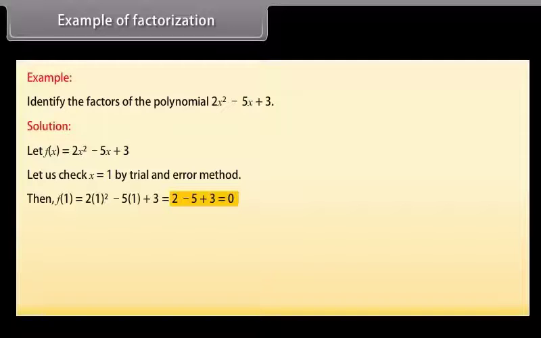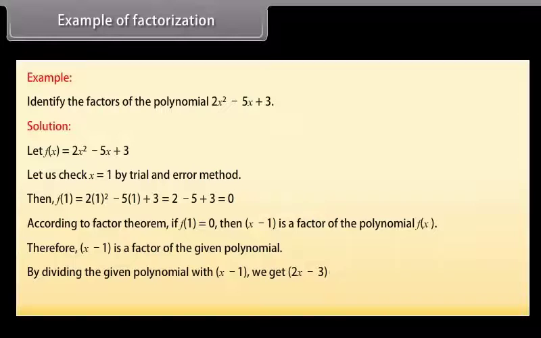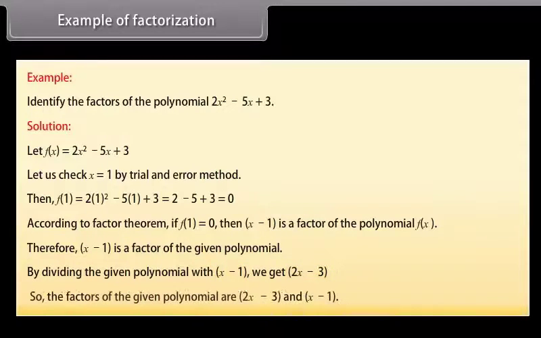which equals 0. According to the factor theorem, if f(1) is equal to 0, then x minus 1 is a factor of the polynomial f(x). Therefore, x minus 1 is a factor of the given polynomial. By dividing the given polynomial with x minus 1, we get 2x minus 3. So, the factors of the given polynomial are 2x minus 3 and x minus 1.